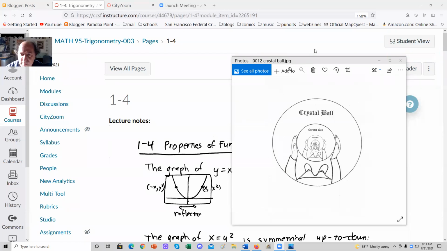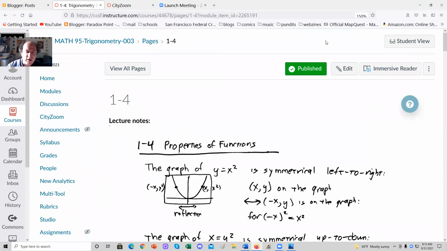All right. For today, section 1.4, properties of functions: even or odd, increasing or decreasing, symmetries, and extreme values.